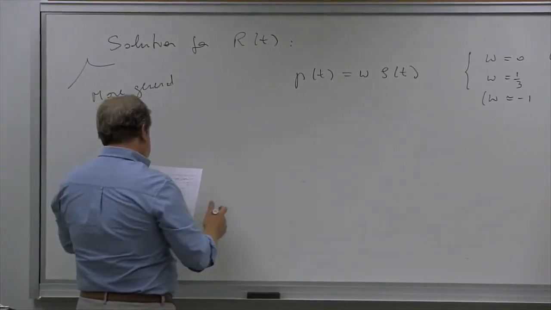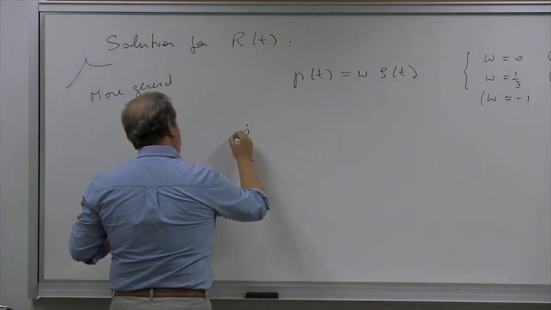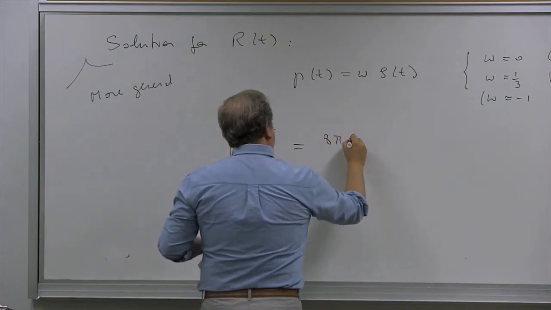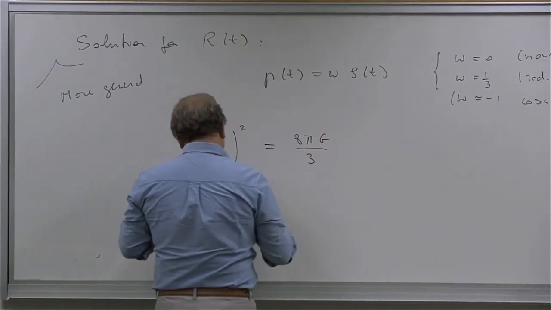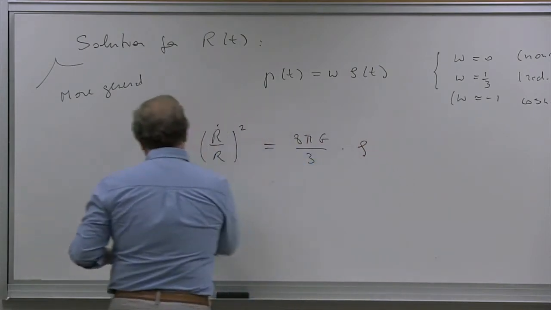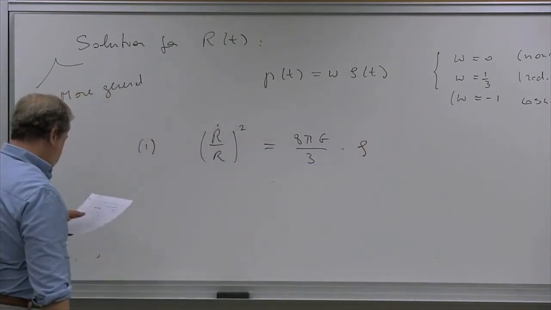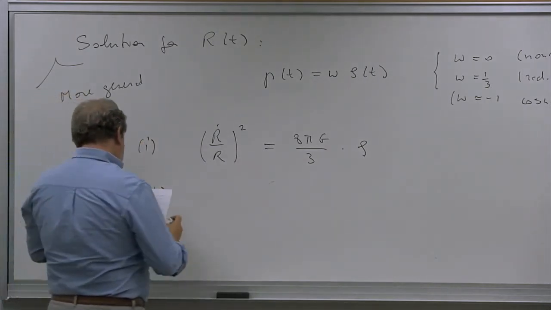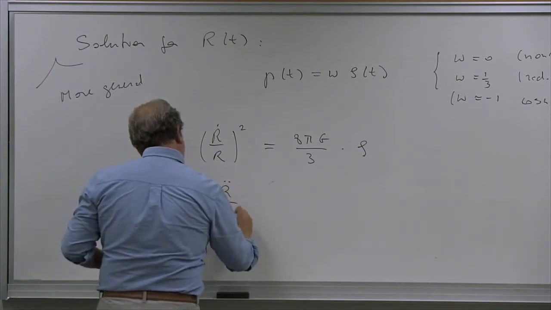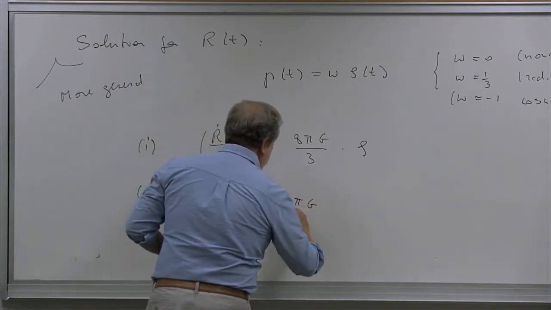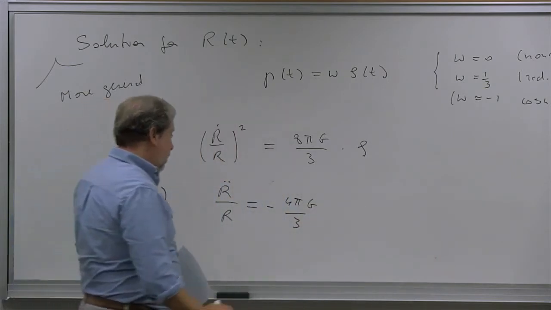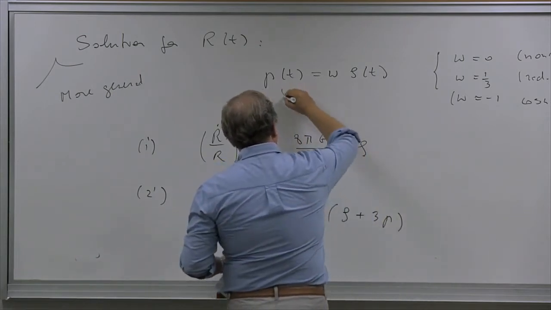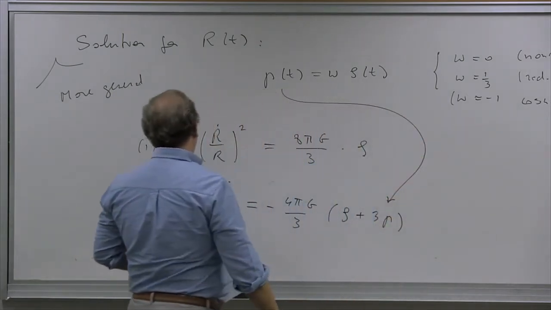the basic equation is that R dot over R squared is equal to 8 pi G over 3 times rho. That's equation 1, or 1 prime maybe. It was actually 1 prime. And equation 2 prime was R double dot divided by R is equal to minus 4 pi G over 3 times rho plus 3p. And so we are going to use that here, right?